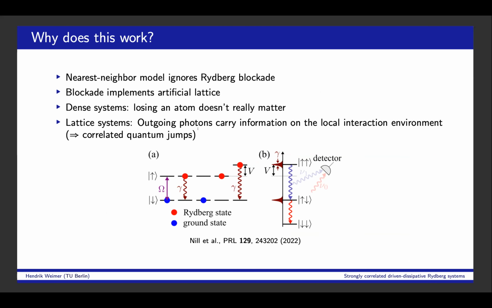But if you want to go to actual lattices, there's another complication coming into play. If you have a very dense system, so it's highly blockaded, you don't really care about whether you lose an atom from time to time, because maybe it decays into a wrong hyperfine state and then can no longer be excited, or whatever can happen. So in these dense systems, you don't care about this. But if you put things on a lattice where you have a single atom per lattice site, starting from a Mott insulator, then you would definitely care if you start to lose some of the constituents of your system.